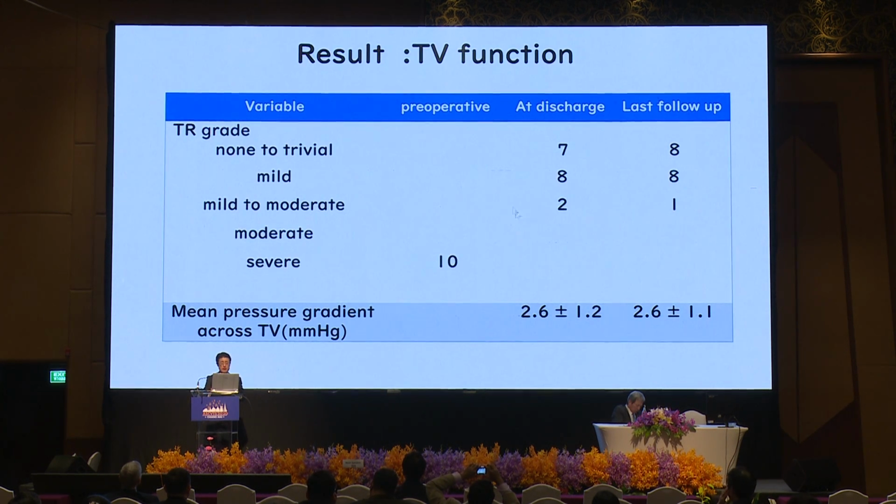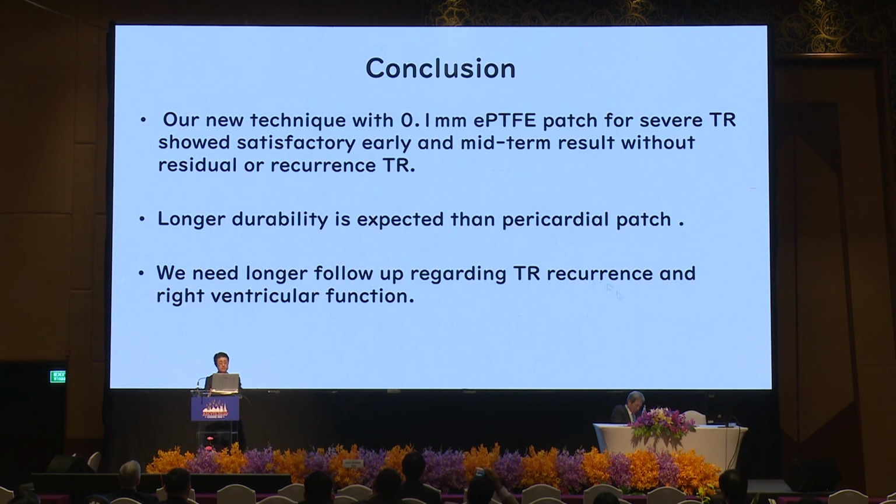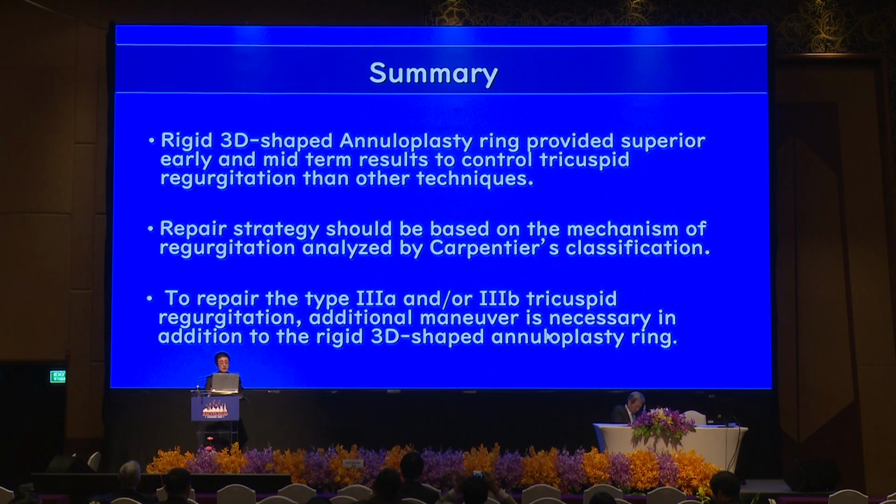All patients had very good control of the tricuspid regurgitation without increased pressure gradient across the repaired valve. So I think a 0.1 millimeter EPTFE patch to control severe TR is one of the good options. Of course, we need long-term results.